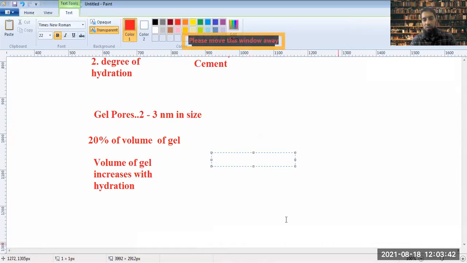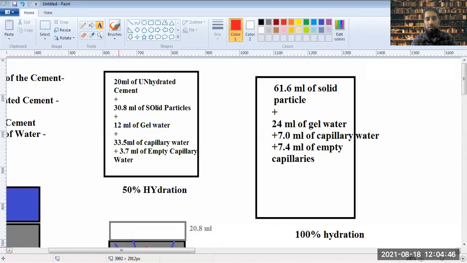Any questions related to this from anyone? Yes? Nobody? I'll be continuing, and then continuing with the types of cement.